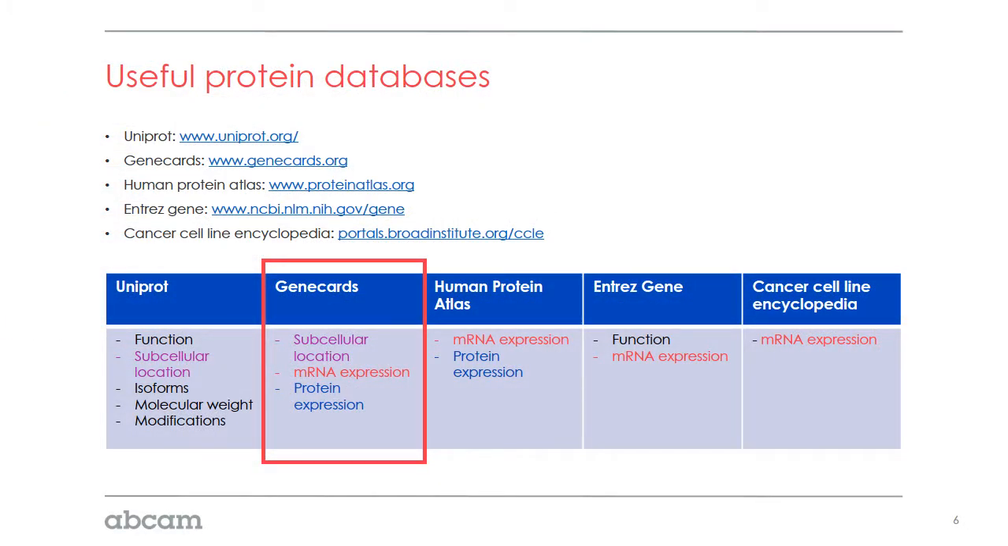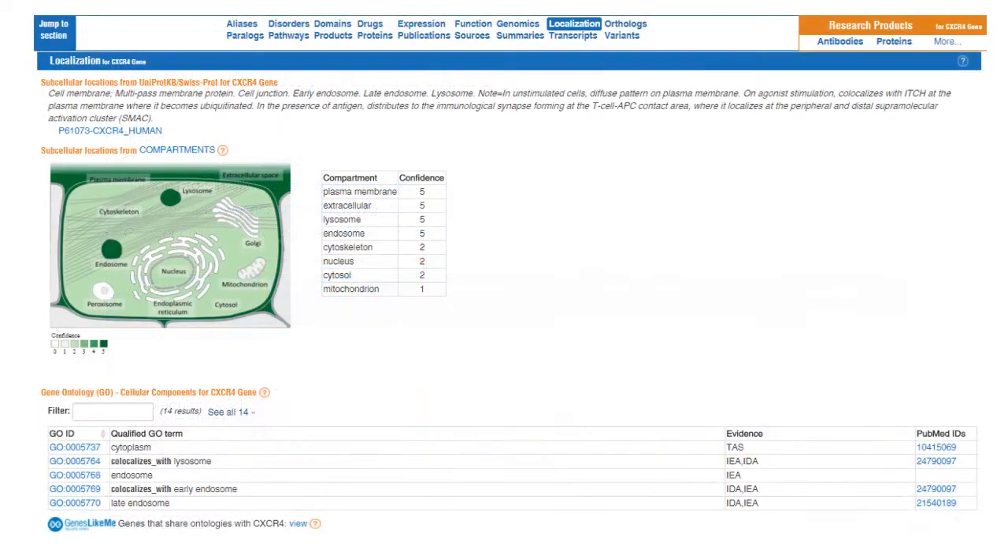GeneCards is complementary to UniProt and also has information about the subcellular location. To find the subcellular location on GeneCards, scroll down the page to the localization section, which shows a cell coloured in different shades of green. The darker the green, the higher the protein expression. Here, for CXCR4, you can see a high protein expression in the plasma membrane, the extracellular space, and the lysosomes.